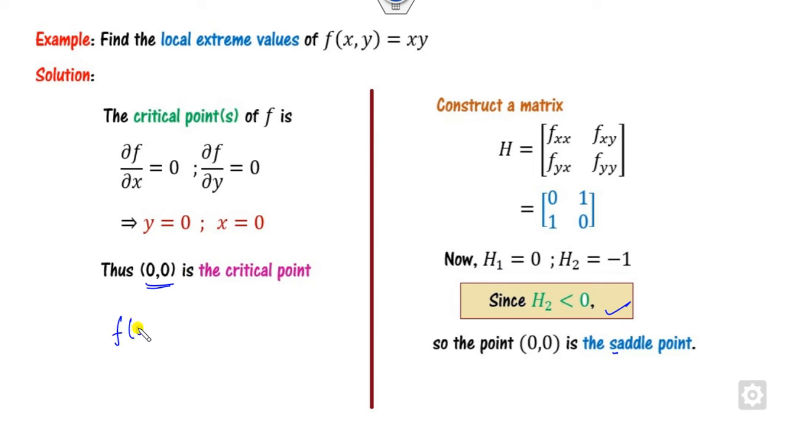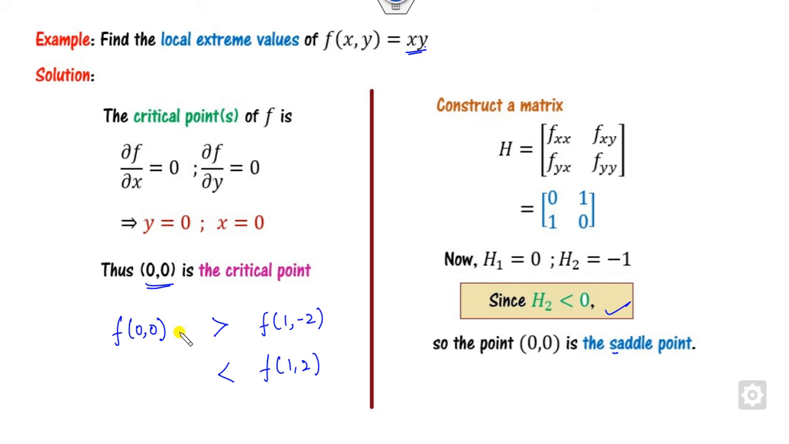Also you can easily verify this value. You can take the pair (1, -2) and substitute it here. It's minus 2, which is less than this value. But if you take the pair (1, 2), then it is here.